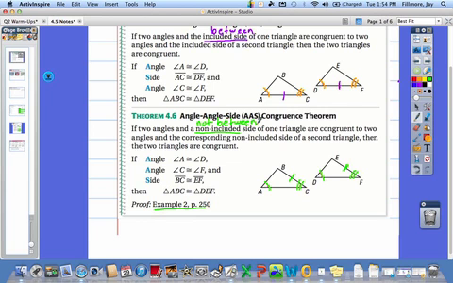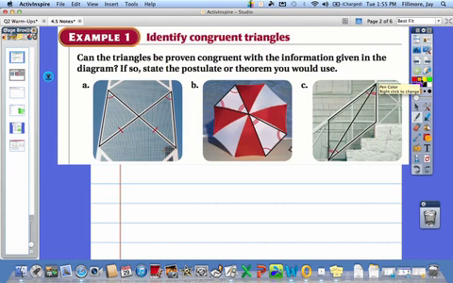And we're going to go over a summary page at the very end of all the 5 ways we talked about, just so we can see them in a nice, kind of organized fashion. Let's do some examples involving these two to kind of solidify our understanding, though. Can the triangles be proven congruent with the information given in the diagram? If so, state the postulate or theorem you would use.